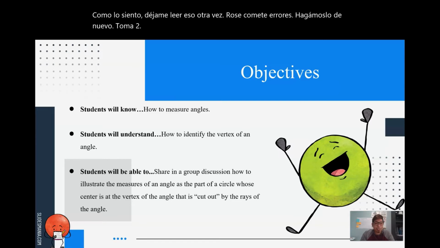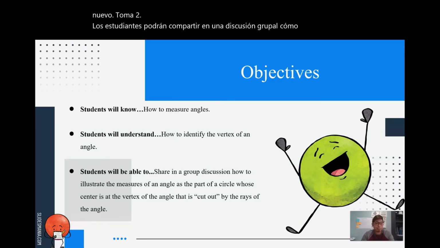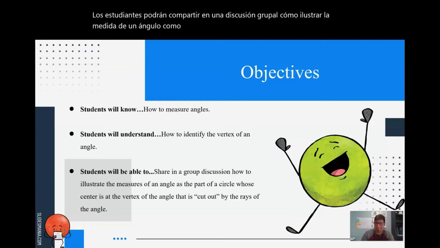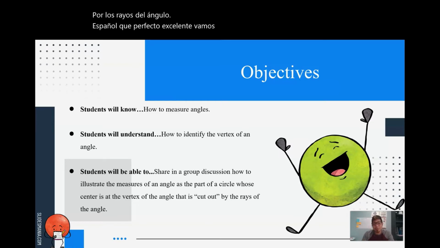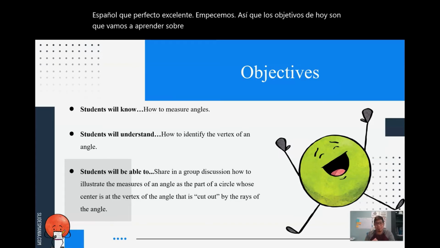Students will be able to share in a group discussion how to illustrate the measure of an angle as the part of a circle whose center is at the vertex of the angle that is cut out by the rays of the angle. Finished it. Perfect. Excellent. So today's objectives are, we're going to be learning about how to measure angles within the circle, and everything else.